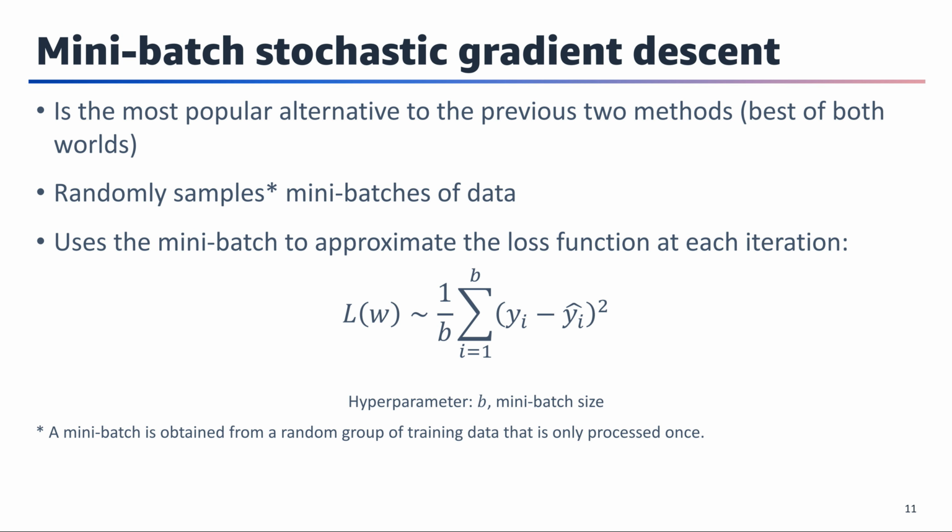Mini-batch stochastic gradient descent increases computational efficiency by randomly sampling a mini batch of training data instances to approximate the loss function at each iteration. A mini batch is obtained by a random permutation of the training data. In other words, each observation is processed only once, although in random order. The gradient update over a single observation is replaced by 1 over the mini batch size, which stabilizes the optimization path.